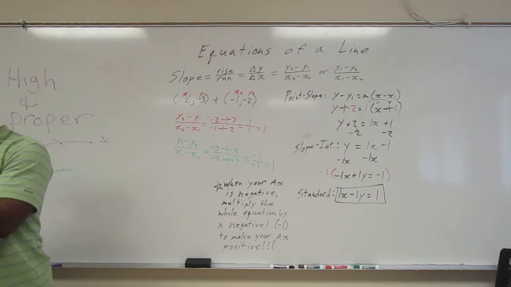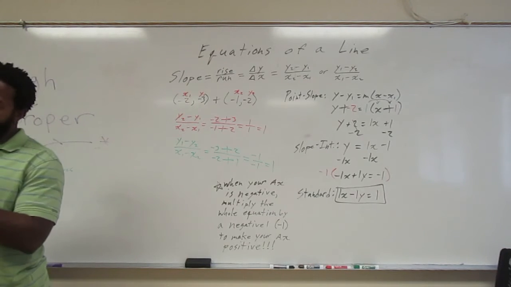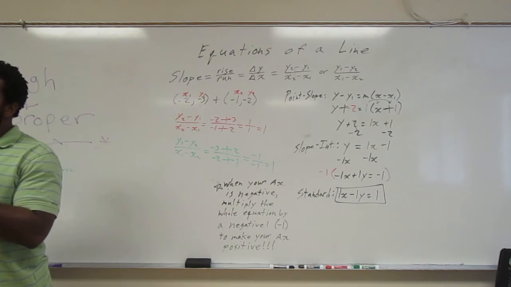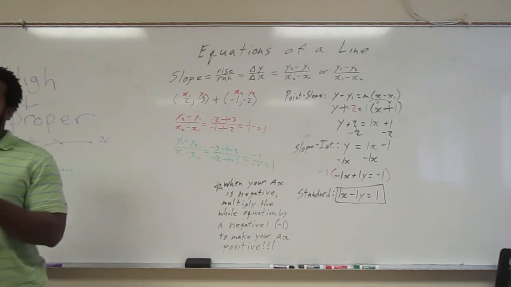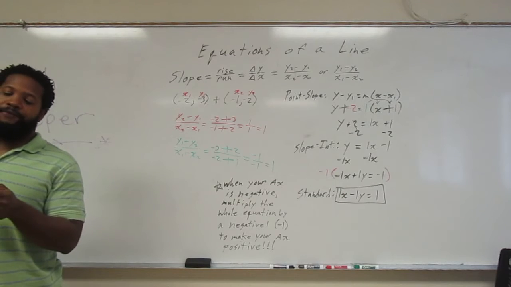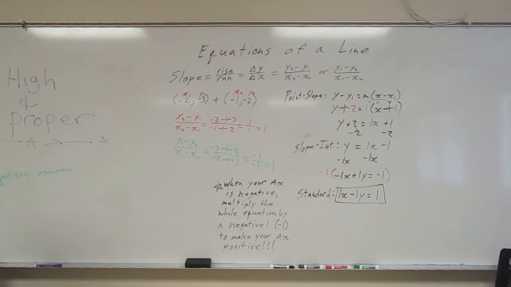4 or 5. Let's do 5. Number 3 is easy because you're just going to come out with y equal to 0. So you're just going to come out with a vertical line.